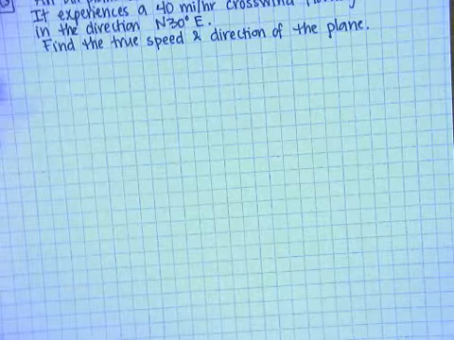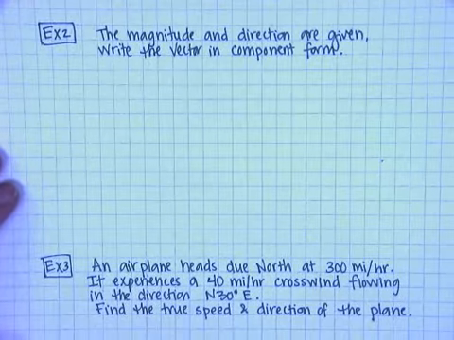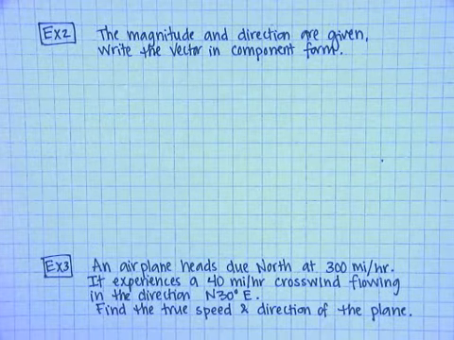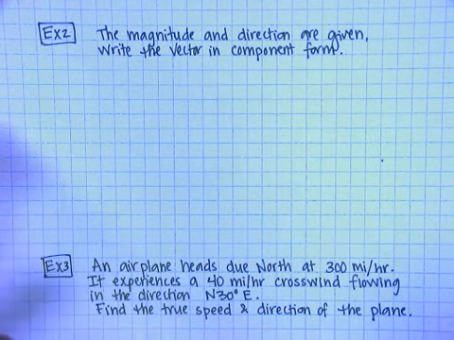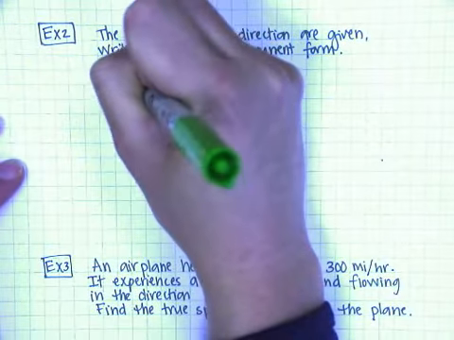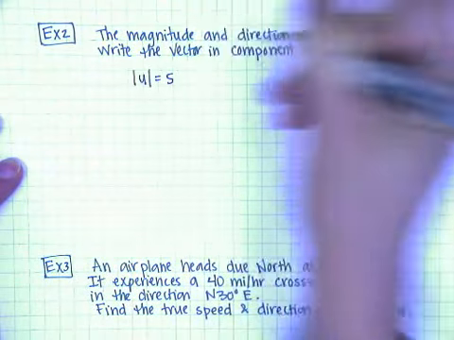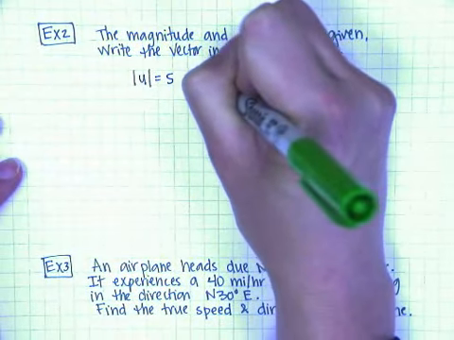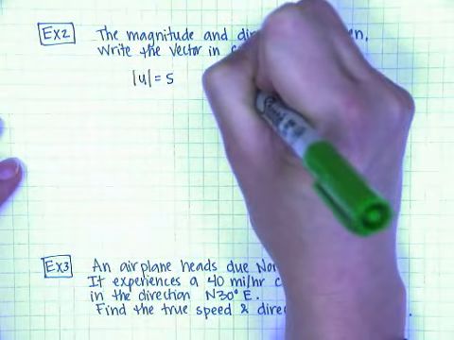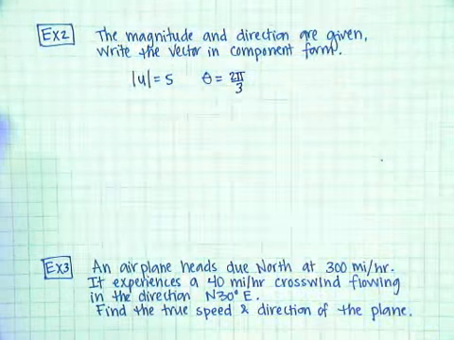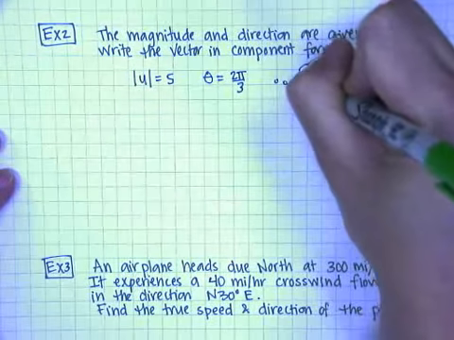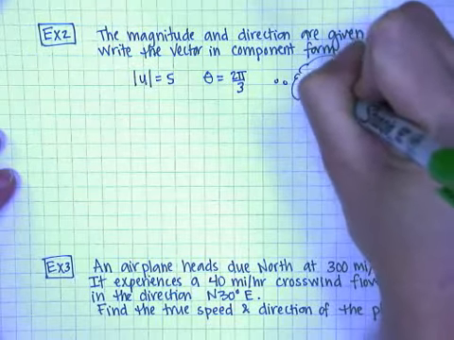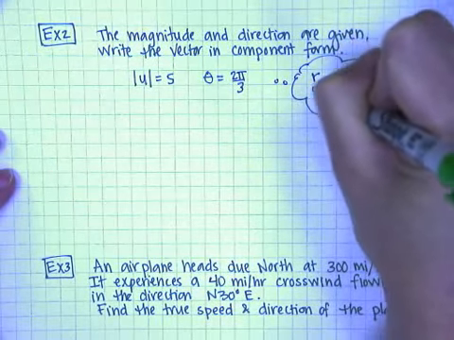Let's see, what else can we do with vectors? Or what other types of problems might we see? Well, it might say the magnitude and direction are given, write the vector in component form. If you see a problem like this, they're going to give you something like the magnitude of u equals 5, and they're going to tell you something like theta equals, I don't know, like 2 pi over 3. Now, this is a lot like, if we're going to use little thought bubbles over here, r being 5 and theta being 2 pi over 3.